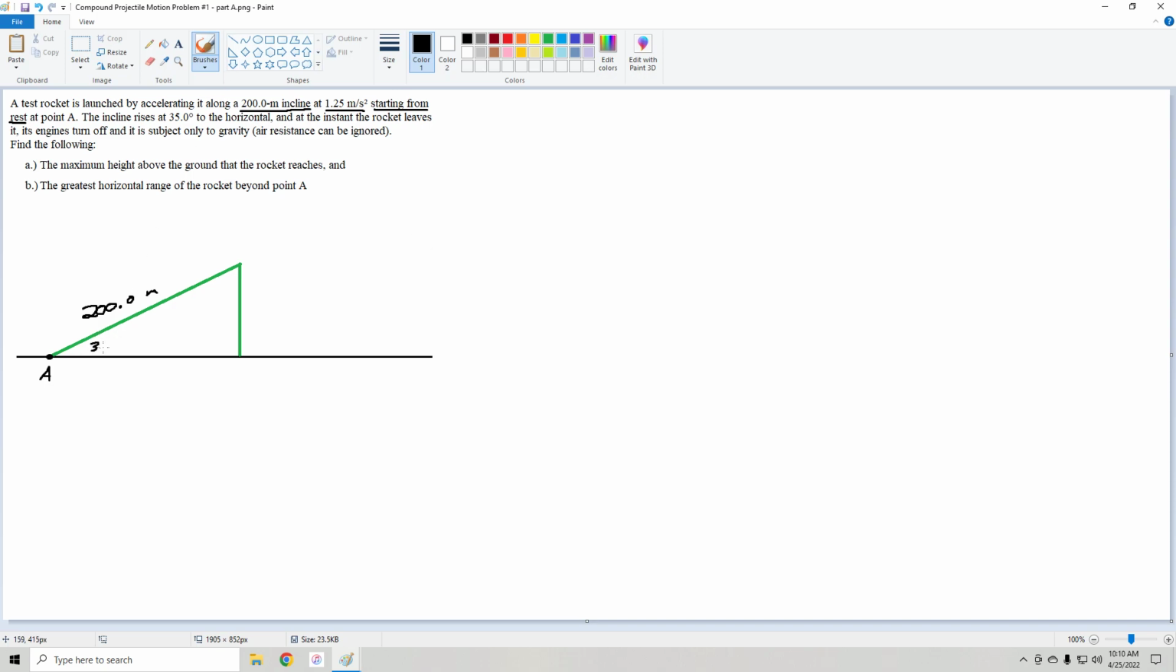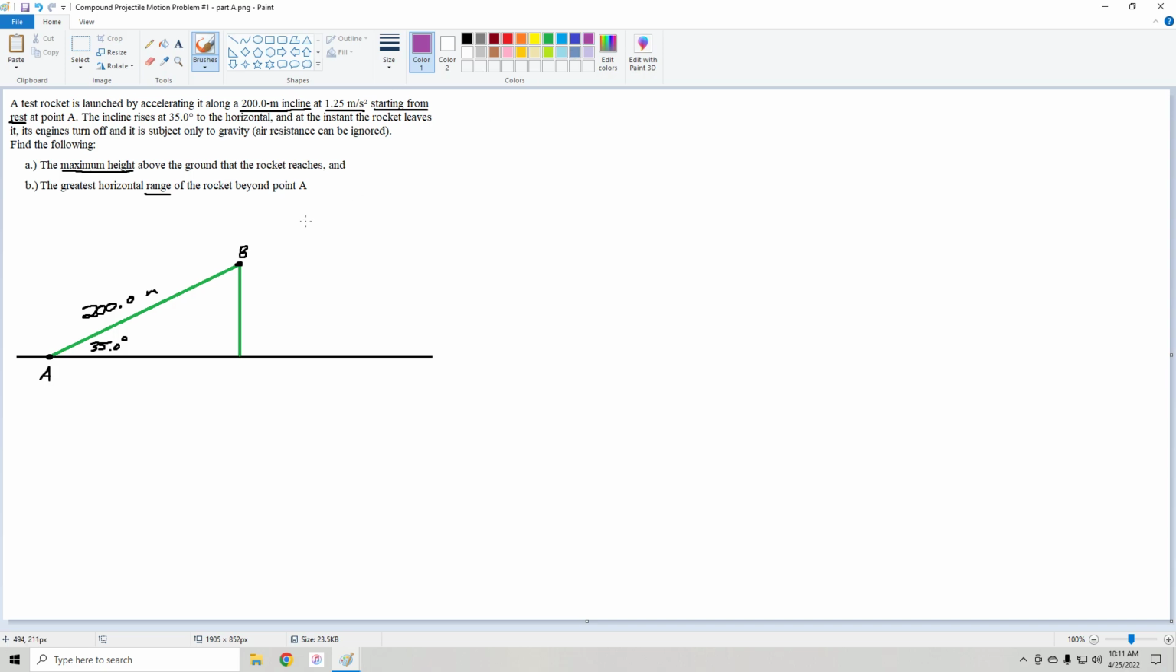The incline is 35.0 degrees, and we're told that at the instant the rocket leaves the incline, in fact, I'll even label that point, call it B, the engines turn off, and it is subject only to gravity. And we want to find the maximum height and the horizontal range of the rocket beyond where it starts at point A.